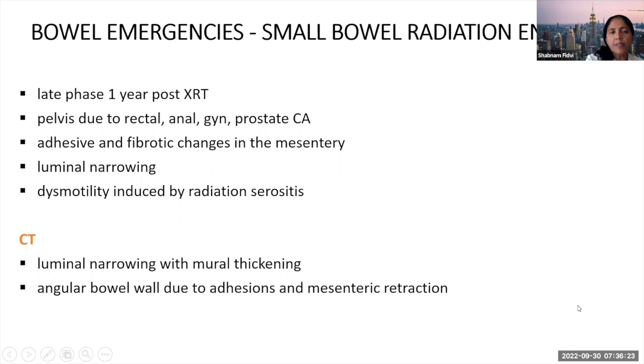Radiation causes adhesive and fibrotic changes in the mesentery with luminal narrowing and strictures, and can also cause bowel dysmotility. On CT, an important history is crucial. You also see luminal narrowing with mural thickening involving the pelvic bowel, and the bowel wall appears angular due to adhesions and associated mesenteric retraction from fibrosis.